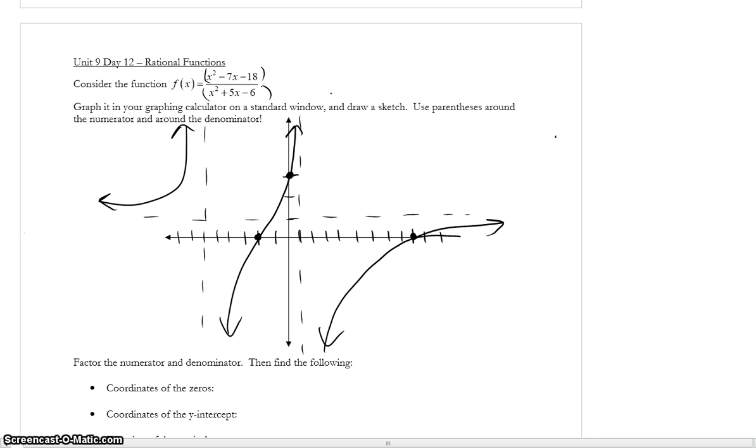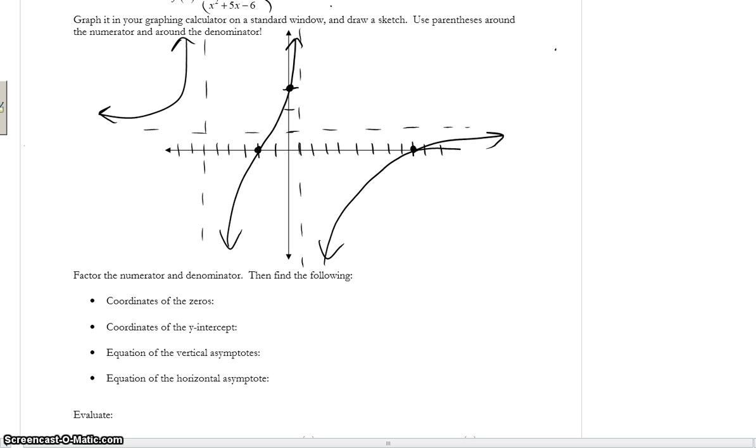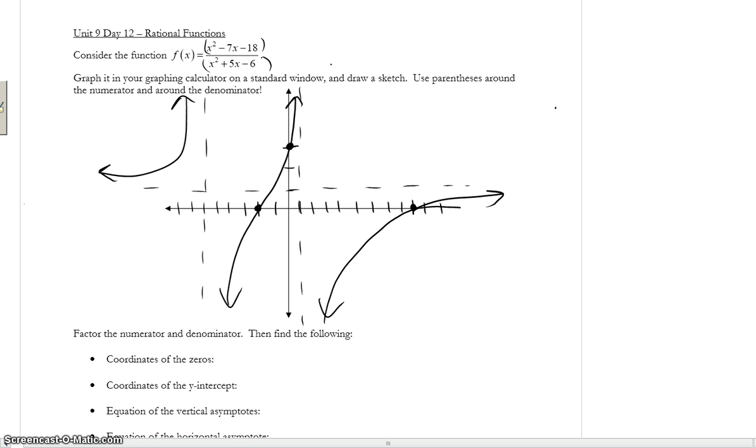So you should have gotten a graph that looks like this. So we're going to talk about how we got all of these points and how our graph looks like this. So first it says factor the numerator and the denominator and then find the following. So let's factor this. Take a minute, pause the video and factor that out.